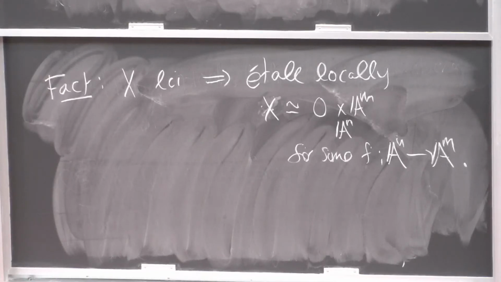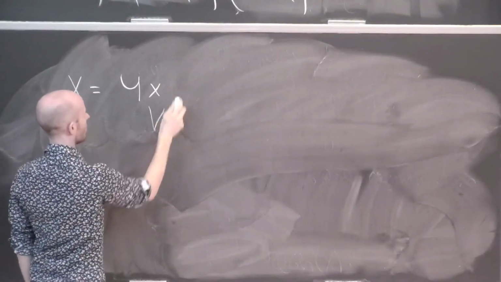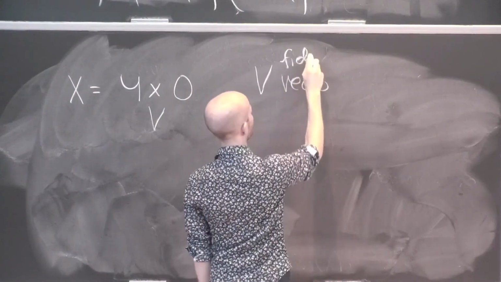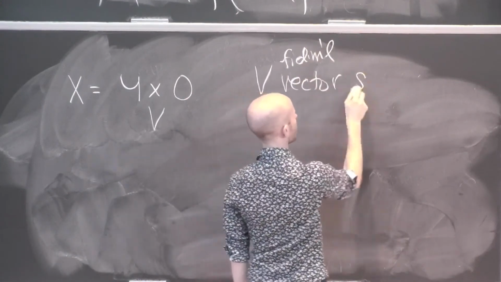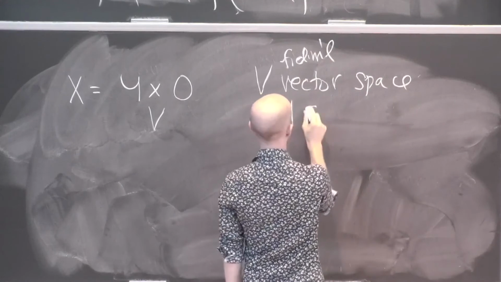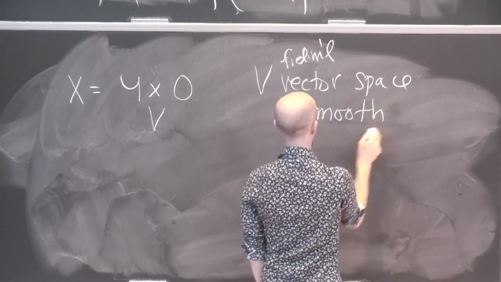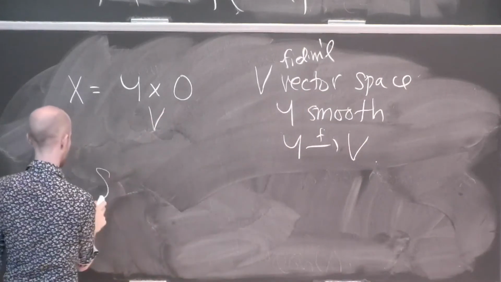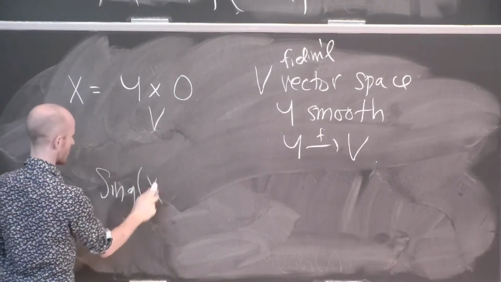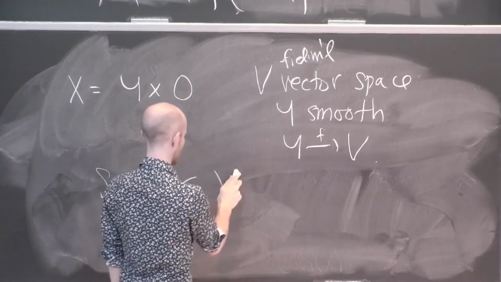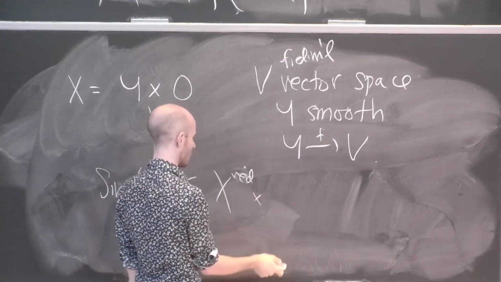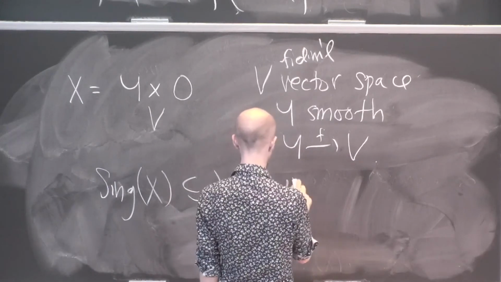So first thing is that if X is equal to Y times V over 0, where V is a finite dimensional vector space and Y is smooth, and I'm given a map F from Y to V, then in this case the space of singularities of X actually embeds into X classical, X reduced, sorry, times V dual.